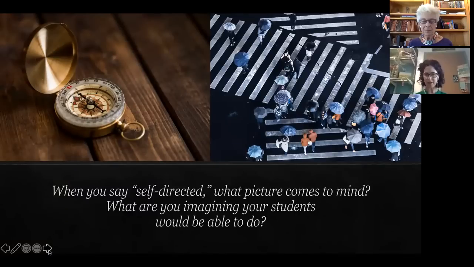When you say self-directed, what kind of visual comes to your mind? Here are two examples of what came to Benna and myself as we thought it through. The first, you'll see a compass, and the idea of a compass is that all of a sudden you have a lot of time on your hands. And what can you do with that time as a student, right?